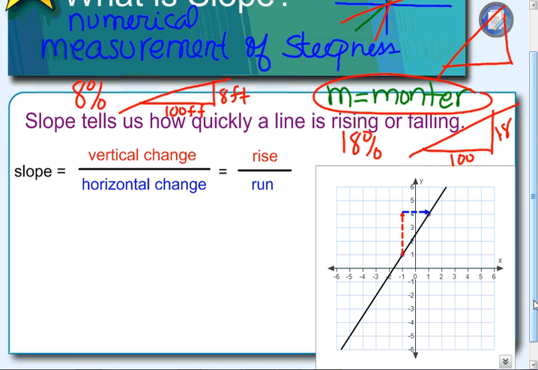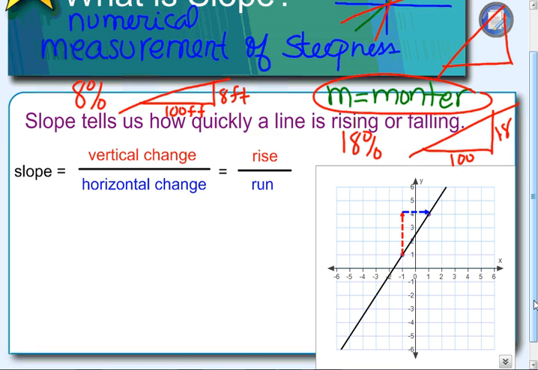Now, the problem with slope that you're not going to like is it's usually written as a fraction. And I know how you love your fractions. But that's okay. Fractions, you have to deal with fractions all the time. If you go to the store, it's rare that something's exactly $4. It may be $3.50. 50 cents is a fraction. It's half of a dollar. So we do fractions all the time. So don't get upset about it.